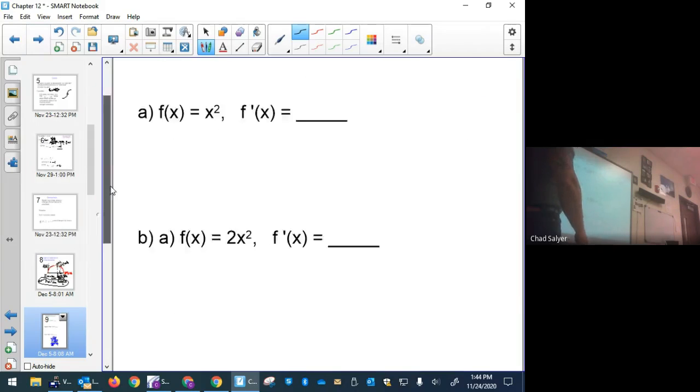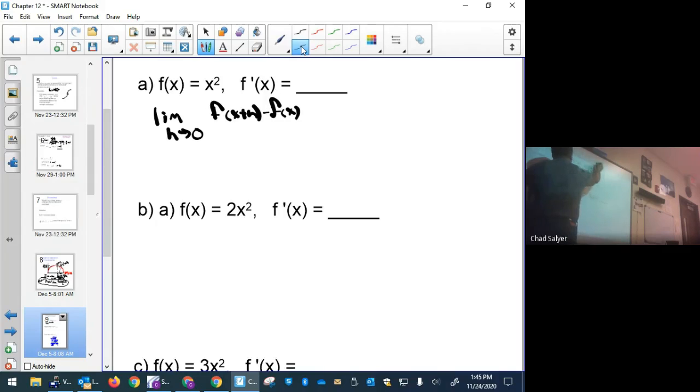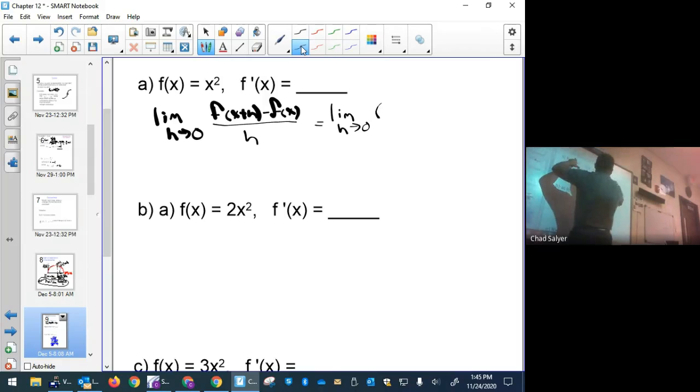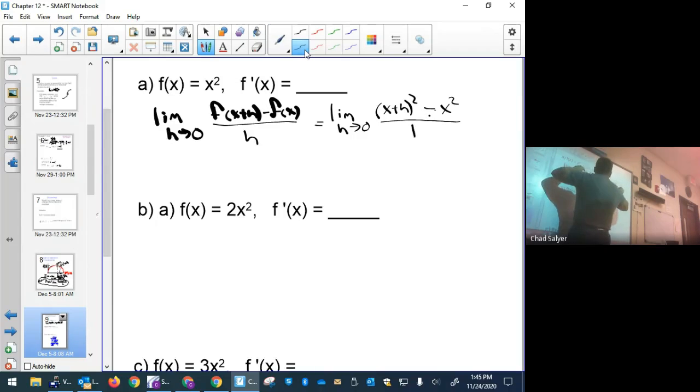So let's do some of these. First of all, f of x equals x squared. So I say, I want to take f prime of x, I want to take the limit as h goes to 0 of f of x plus h minus f of x over h. So that's the limit as h goes to 0 of x plus h squared, I'm sorry, minus x squared over h.